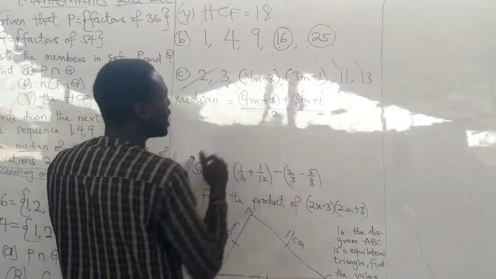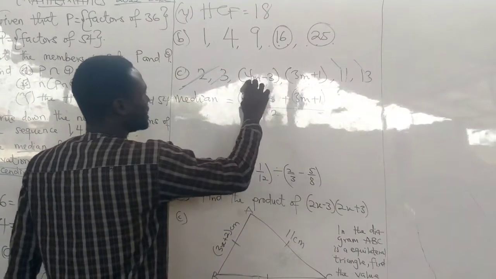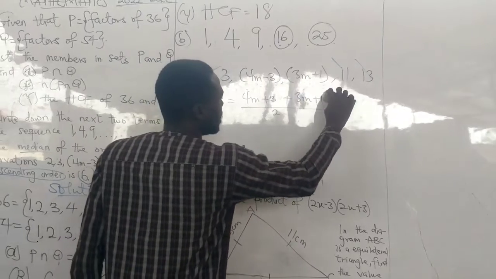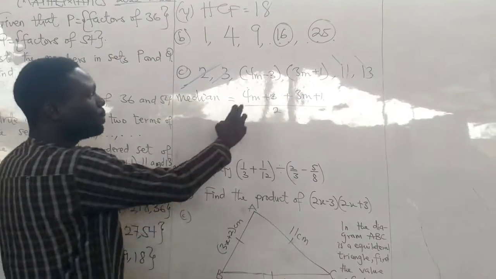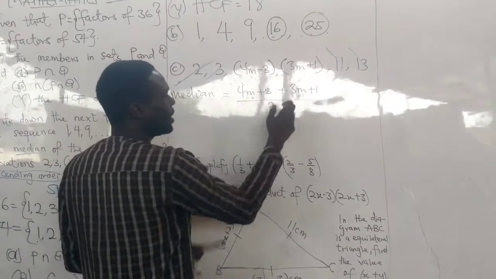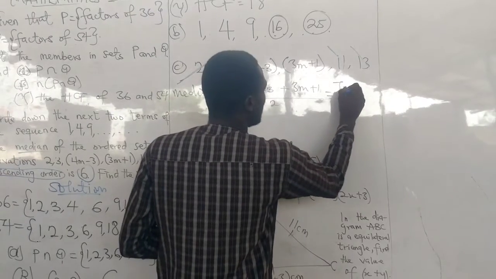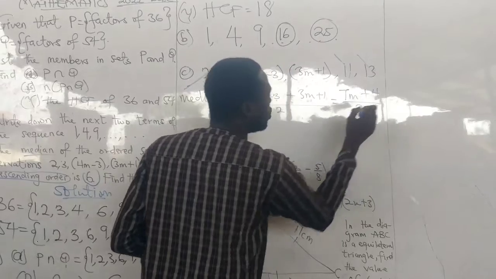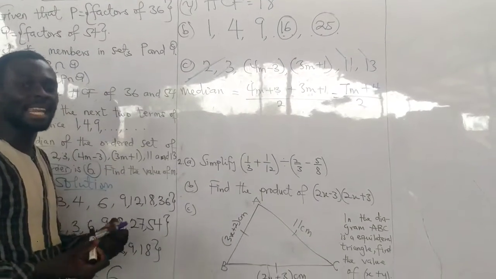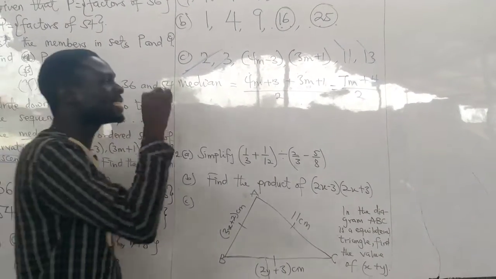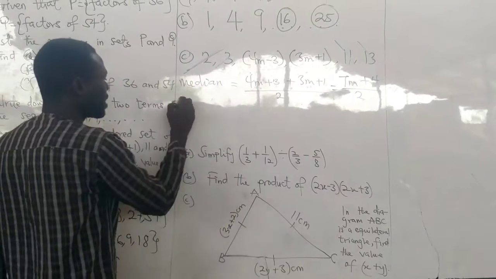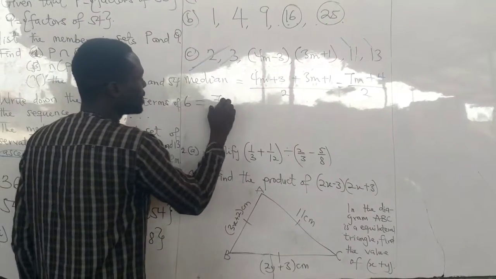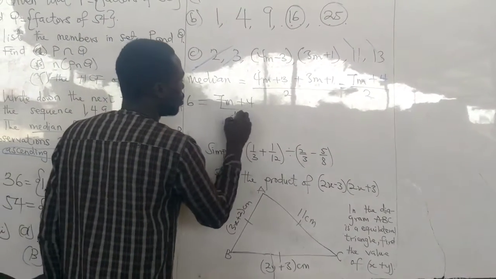So what do we do from here? Now we can choose to clear off the bracket and add the digits here because of space. Pardon me to do this. So you group like this. 4m plus 3m is going to give you 7m. Then 3 plus 1 is going to give you 4, all over 2. Now the median is 6, so we equate the 6 to this. So we have 6 is equal to 7m plus 4 all over 2.